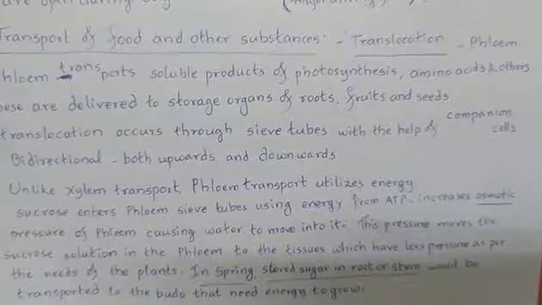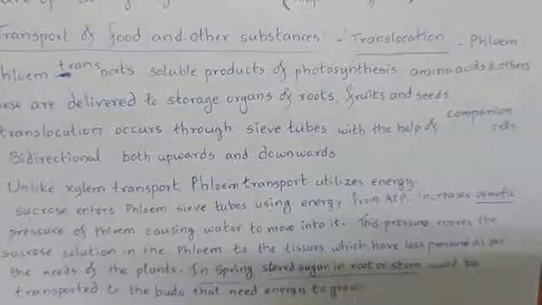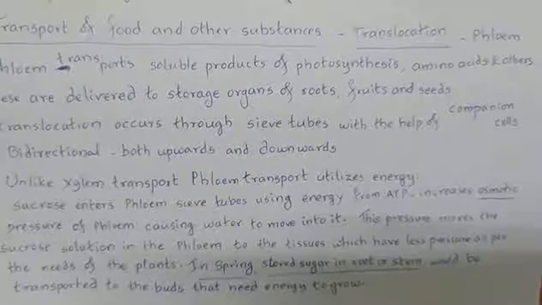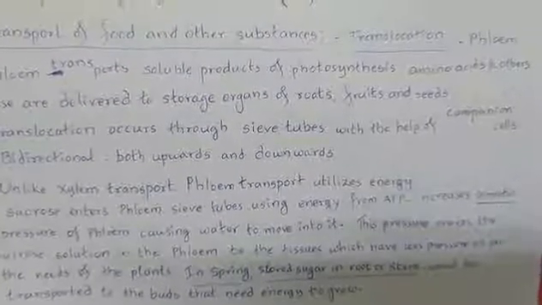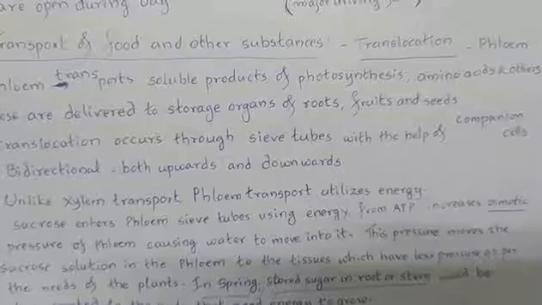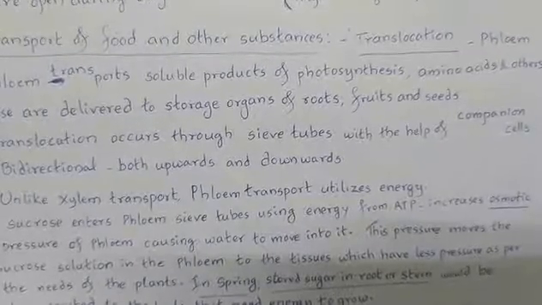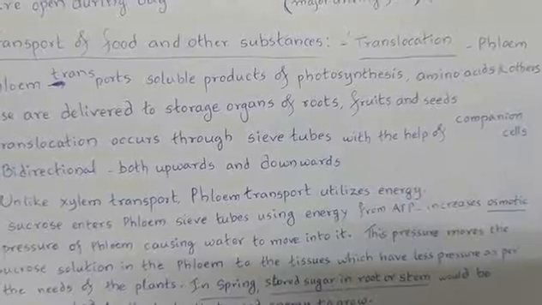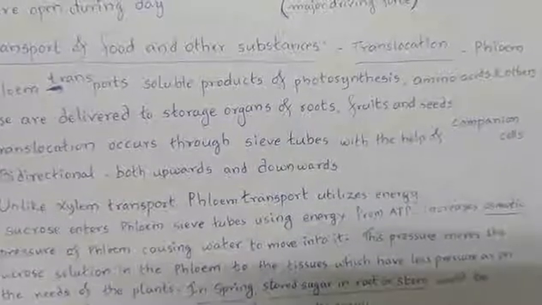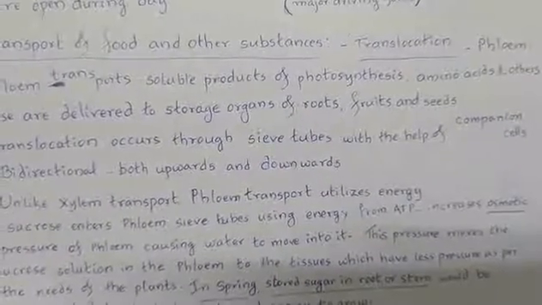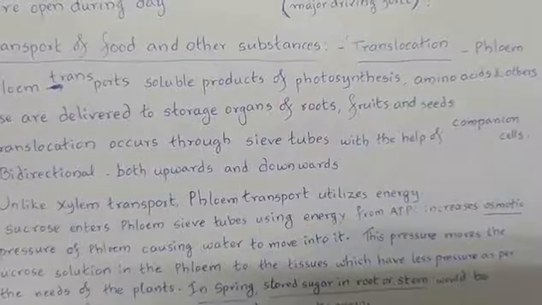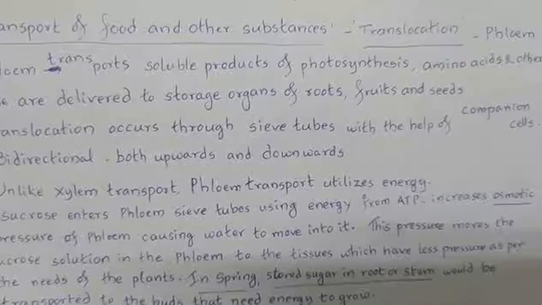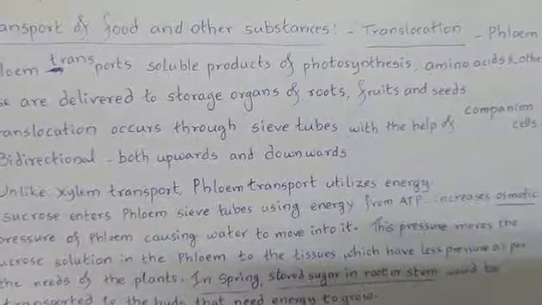In phloem, like in xylem, there are four elements present. They are sieve tubes, companion cells, phloem parenchyma and phloem fibers. The translocation occurs mainly through sieve tubes with the help of what? Companion cells. Translocation, or the food transport by phloem, is bidirectional, meaning it occurs both upwards and downwards. Unlike xylem transport, phloem transport utilizes energy.